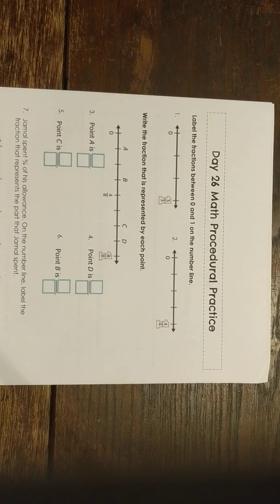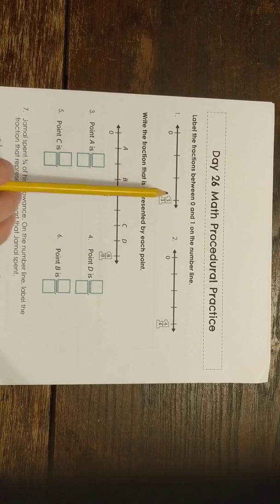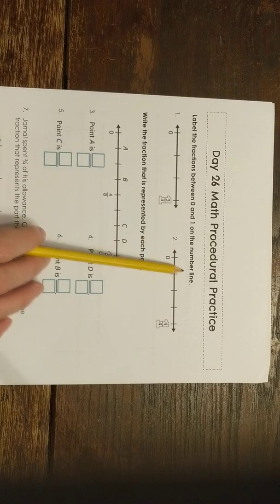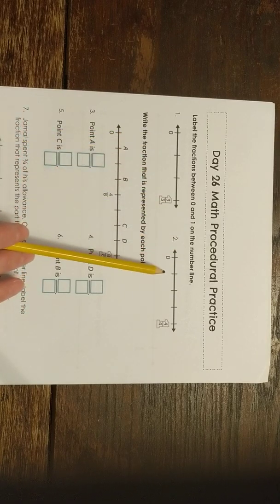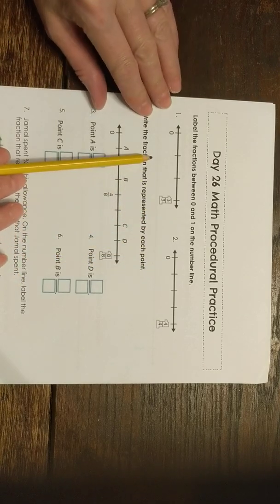Just have 3 more days left, and we are finishing up our BCSD distance learning packet for 3rd grade. And today we are going to just go over a couple problems. I've gone over a lot of these number line problems, and I really need you to practice. So we are labeling the fractions between 0 and 1 on the number line. So I'm going to do number 1, and I'm going to have you work on number 2 on your own. Well, let's go ahead and get started.